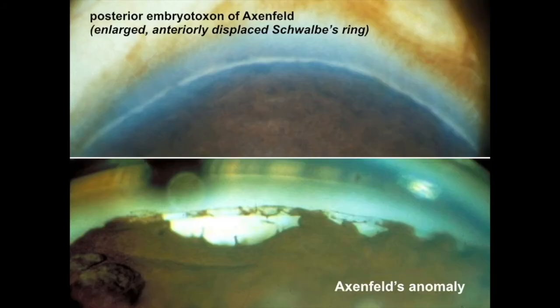Here's an example of a posterior embryotoxin above, with enlargement and anterior displacement of Schwalbe's ring. Axenfeld's anomaly is below, where we see broad iridocorneal adhesions to the posterior embryotoxin. Again, these may bridge the angle and may not block the trabecular meshwork, so you don't always have glaucoma.